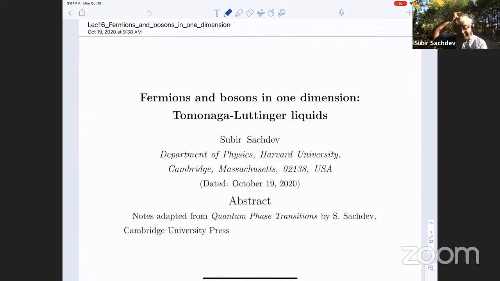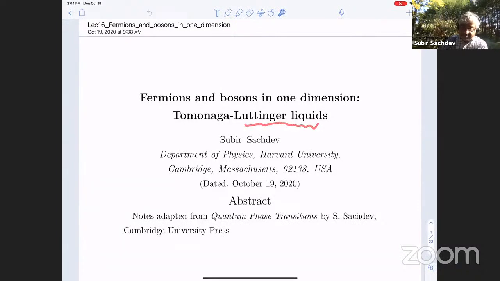So you have a macroscopic occupation of the zero momentum mode. All right, now both of those conclusions don't hold in one dimension. They hold at zero temperature in two and higher dimensions, but they don't in one dimension. But fortunately, it turns out fermions and bosons behave almost exactly the same way in one dimension. So you don't have to learn two chapters. You can cover it all in one chapter.